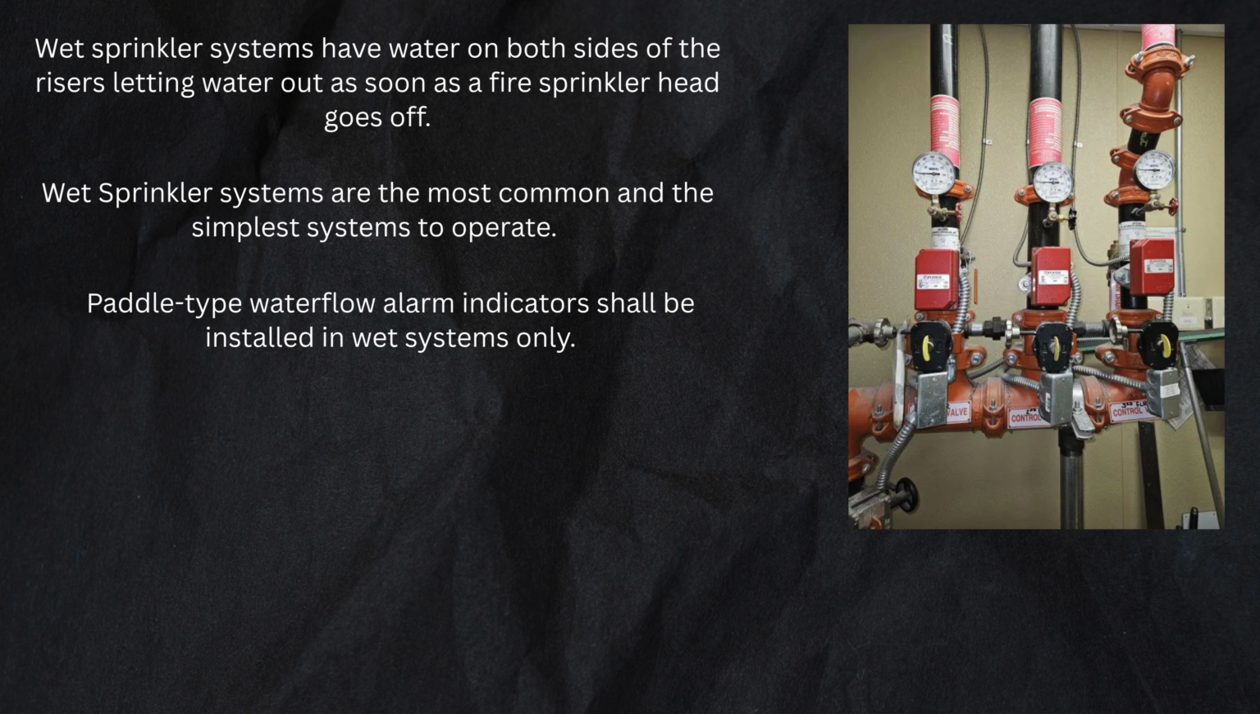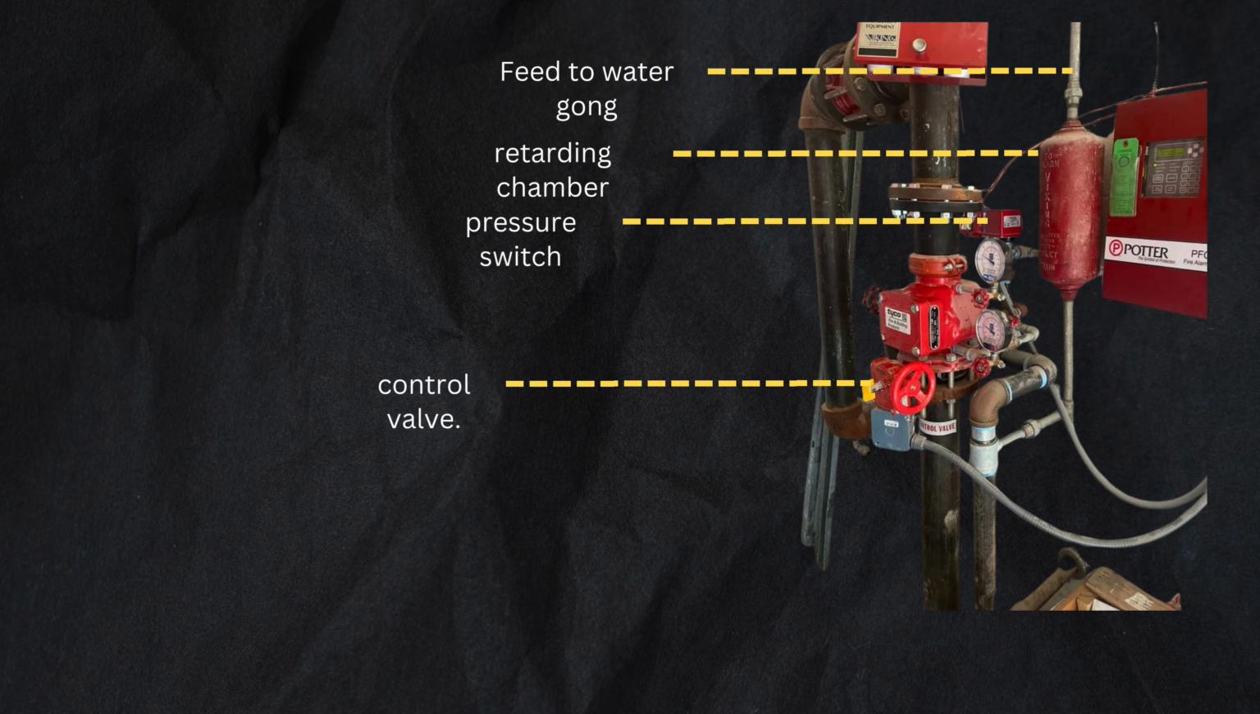Paddle-type water flow alarm indicators shall be installed in wet systems only. Alarm check valve with both a pressure switch and a water motor-operated device with a retarding chamber, along with the control valve. Feed to water gong, retarding chamber, pressure switch, control valve.